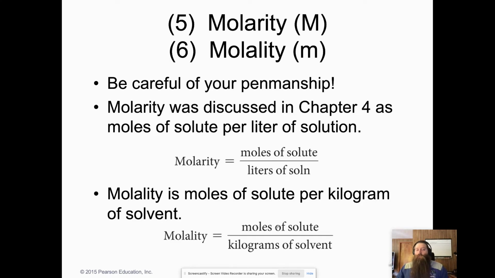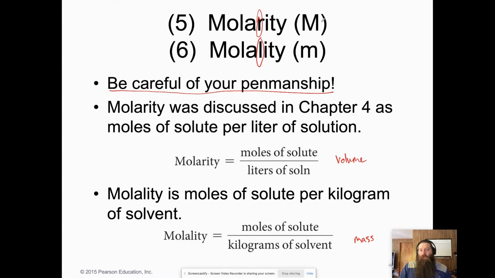Molarity, moles over liters, right, is something that we looked at last year when we talked about acids and bases. It's also something that we looked at this year in chapter 4. But molality is a little bit different. Molality is moles of solute per kilogram of solvent instead of liters. So this is a mass description, or this is a volume description. And very important, watch your penmanship. The only difference is R and L.